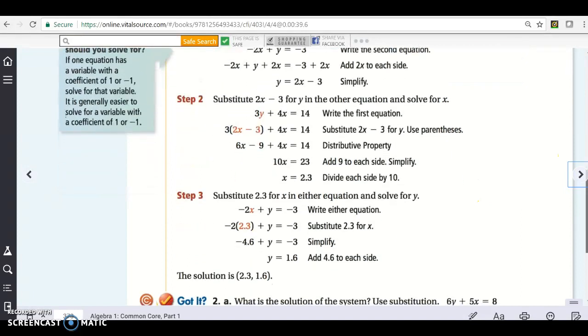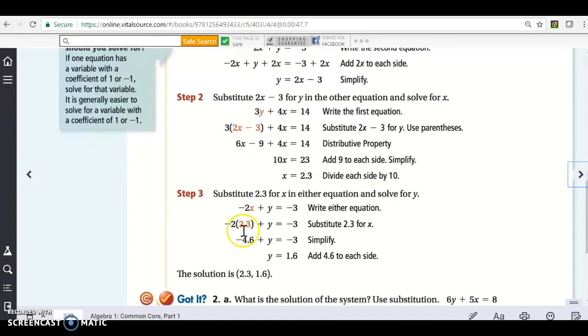Then they used their answer and plugged it back into the second equation: negative 2 times 2.3 plus y, and they have y equals 1.6. And so the solution is 2.3 and 1.6. They didn't check this time.